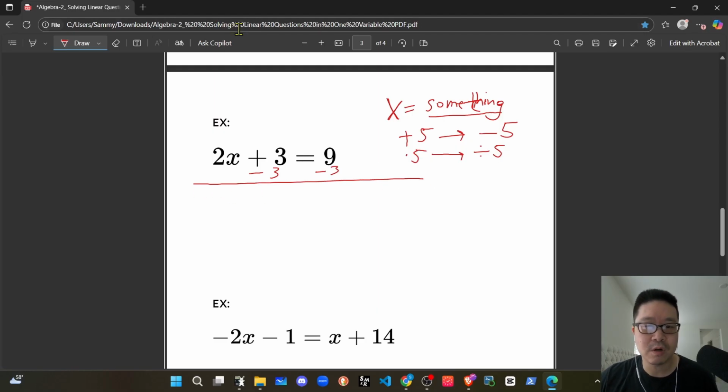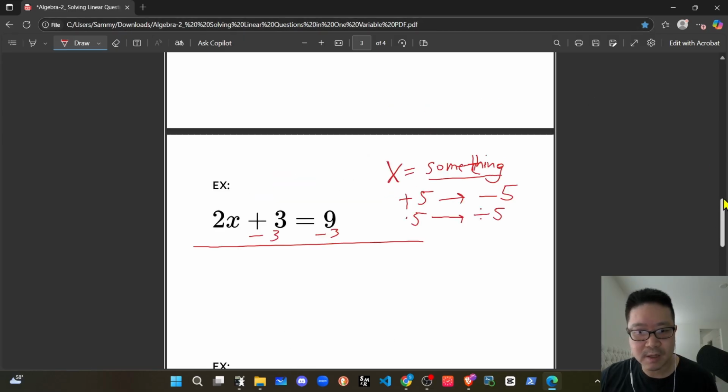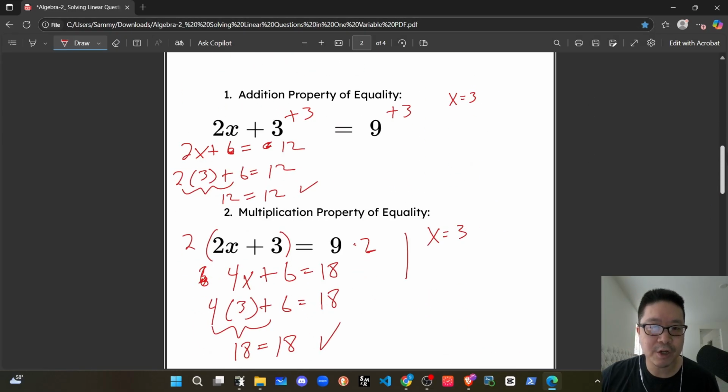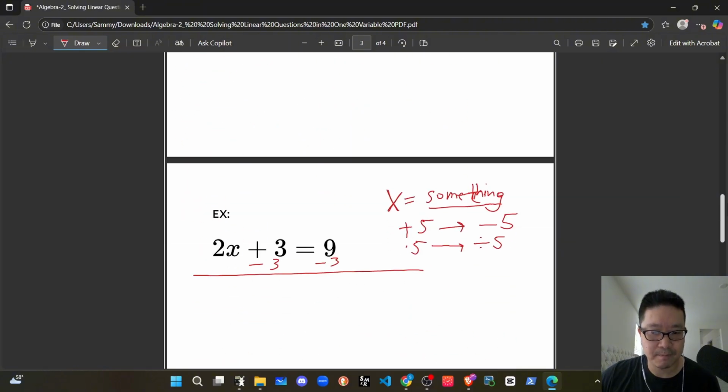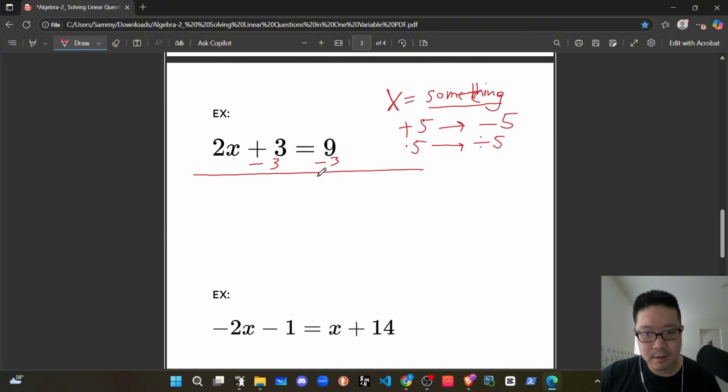If you remember what we just went over, we are using the addition property of equality. Okay? So when we subtract or add something from the left side, we also have to do it to the other side. So positive 3 and negative 3 are going to cancel out. So we end up with 2x on the left side, and then 9 minus 3 is going to be 6. So 6 on the right side.